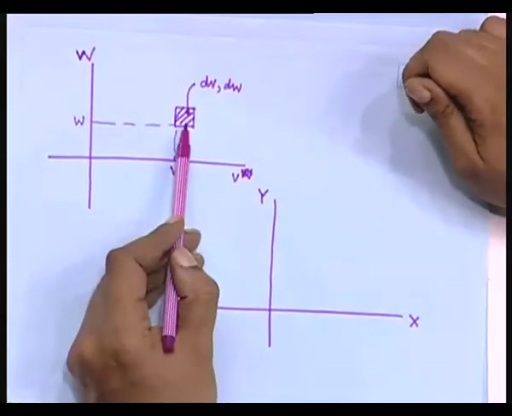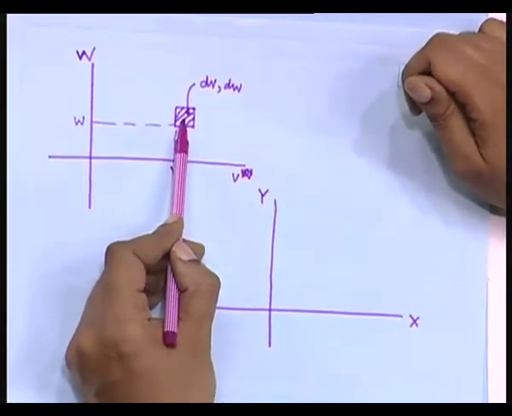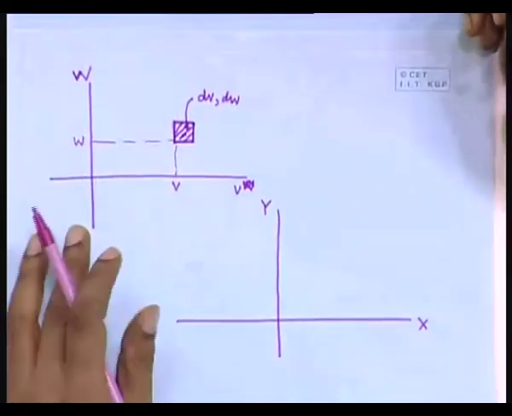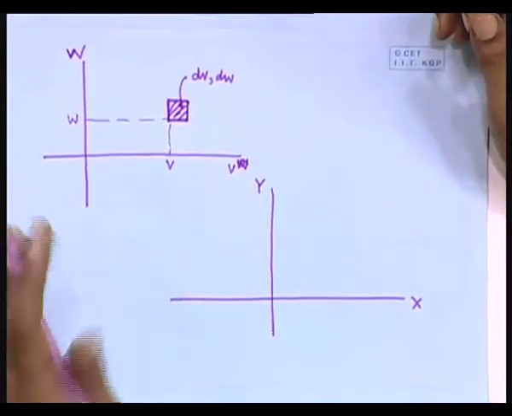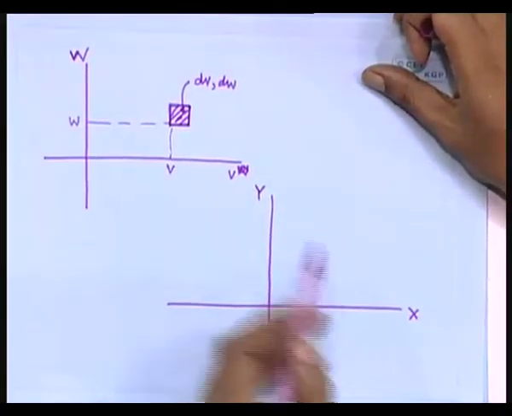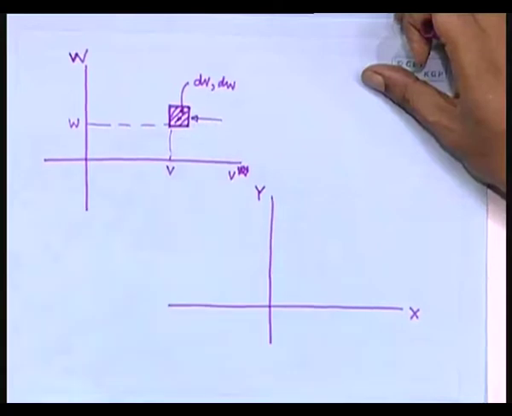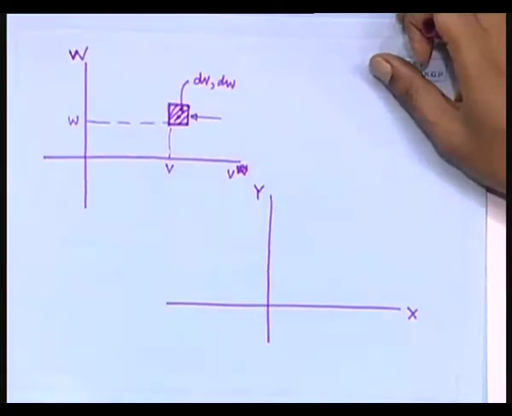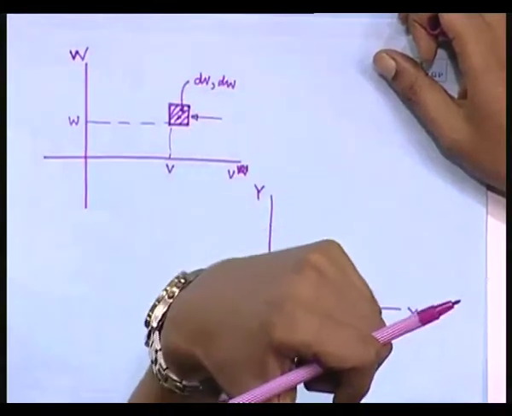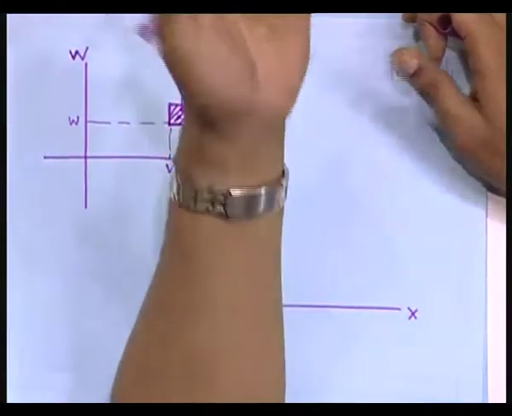Now corresponding to this, where has this come from? It has come from x and y. So you have to identify which region in x and y has given rise to this region in v and w, is it not? You have to find out the corresponding region in the xy plane, and you have to integrate the f_xy function over that region, agreed?